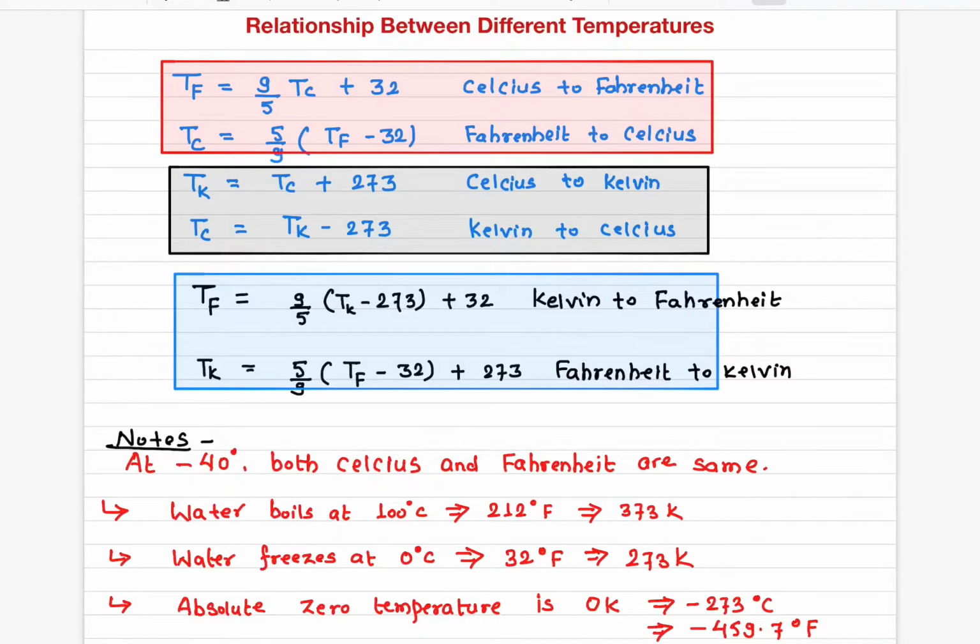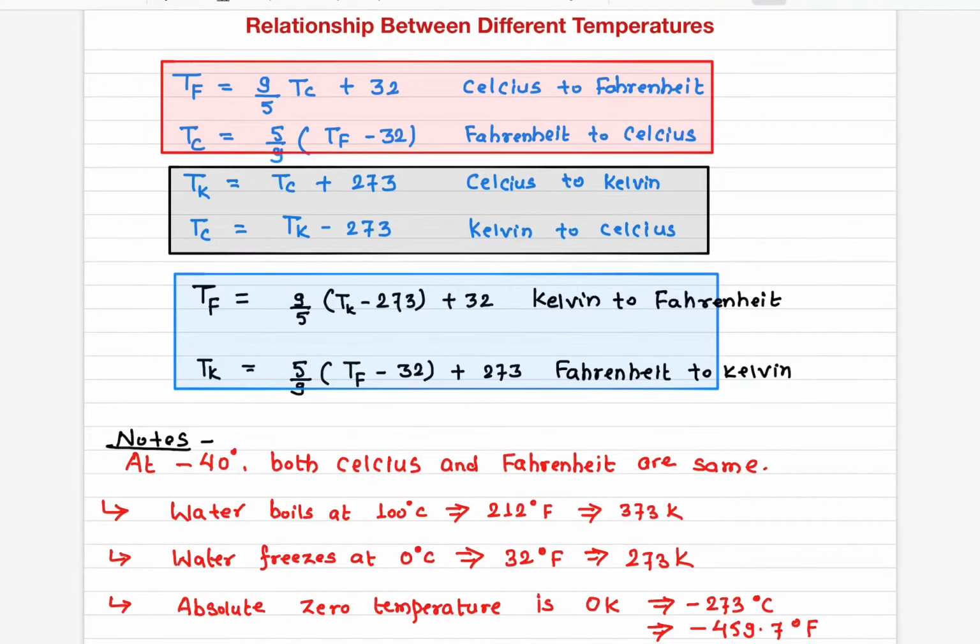So it is necessary to know how to convert the units from Celsius to Fahrenheit, Celsius to Kelvin, or Kelvin to Fahrenheit. I have made a list here. If you have to change from Celsius to Fahrenheit, this is the relation: TF equals 9 over 5 TC plus 32. From this equation, you can easily solve for TC. These equations are basically the same. If you know the equation to go from Celsius to Fahrenheit, you can use the same equation to go from Fahrenheit to Celsius, so you only have to remember one.